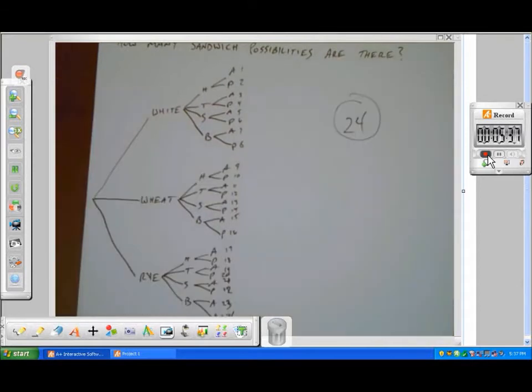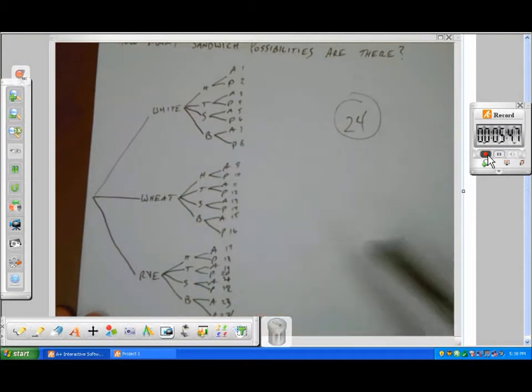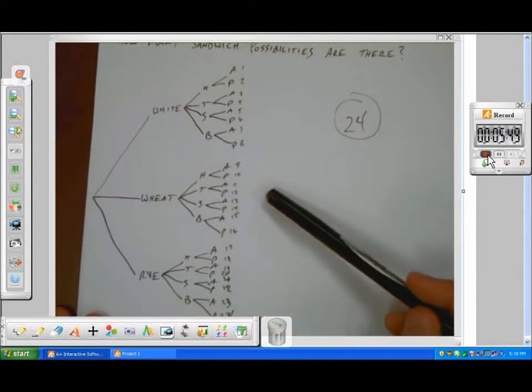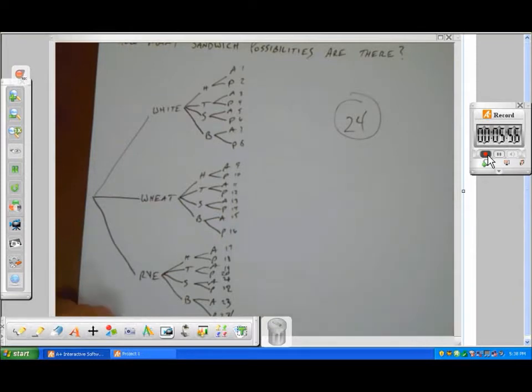Now the fundamental counting principle is something that we can use when our tree diagram starts to get ridiculous like this one does. There's just way too much going on for us to keep track. And if our numbers start getting bigger, it gets more and more difficult to make a tree diagram. So we use what is called the fundamental counting principle.